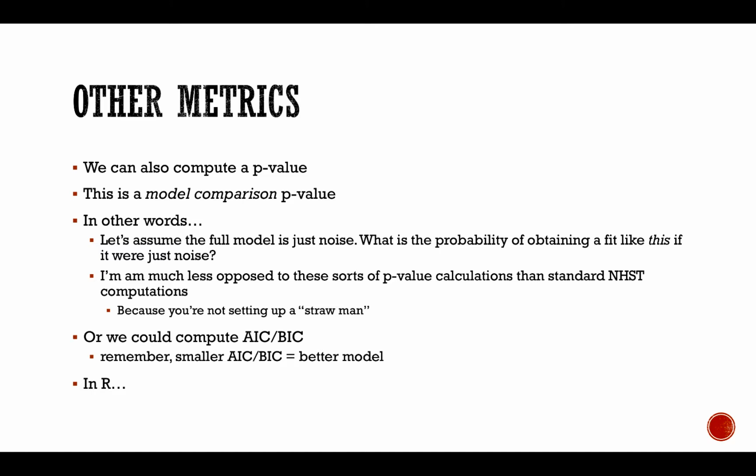And so this is a different question than the standard null hypothesis significance testing, where you say that nothing at all is going on. Now let's add a single predictor and see if that deviates from 0. So I'm much less opposed to these sorts of p-values than standard NHST computations, because with NHST you're setting up a straw man.